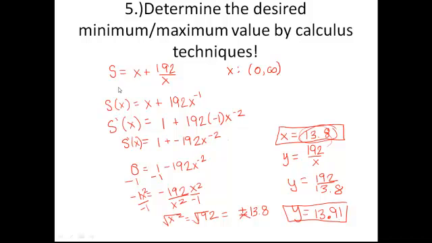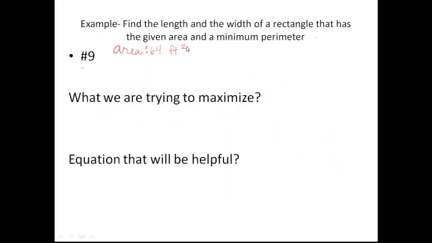Alright, so we're also going to do number 9 as an example, and what it asks us for is to find the length and width of a rectangle that has the given area and a minimum perimeter. So we're trying to, I guess, use as little outside material as possible to build this rectangle.